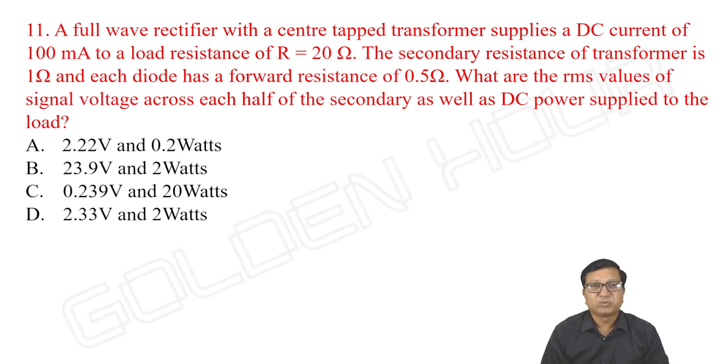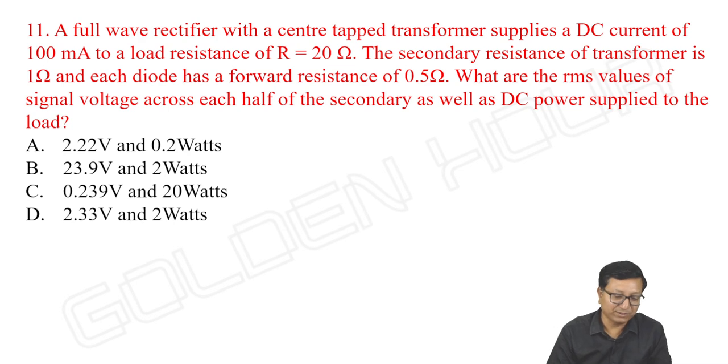Question number 11. A full wave rectifier with a center tapped transformer supplies a DC current of 100 milliamperes to a load resistor of R is equal to 20 ohms. The secondary resistance of the transformer is 1 ohm, and each diode has a forward resistance of 0.5 ohms. What are the RMS values of signal voltage across each half of the secondary as well as the DC power supplied to the load? Okay, how do we do this?